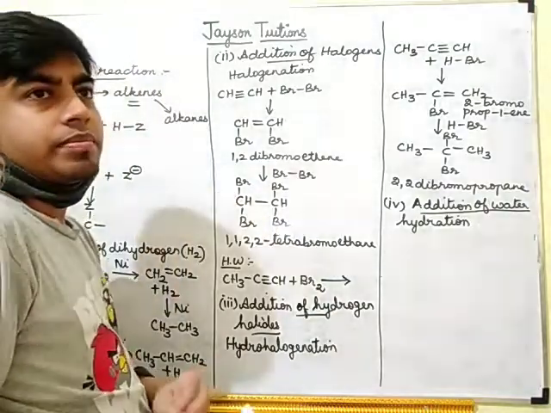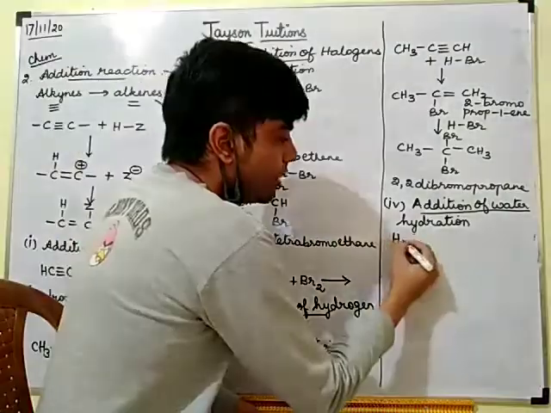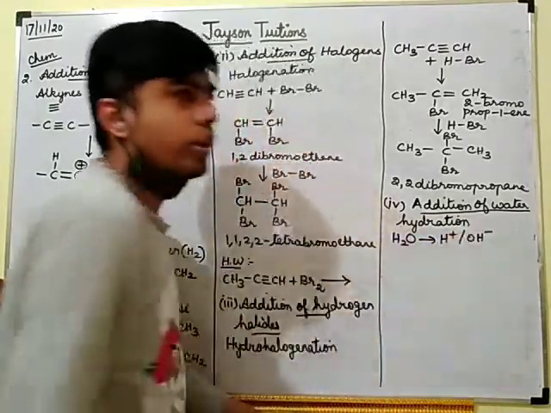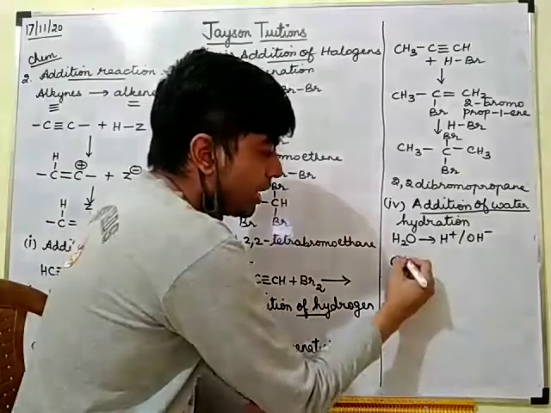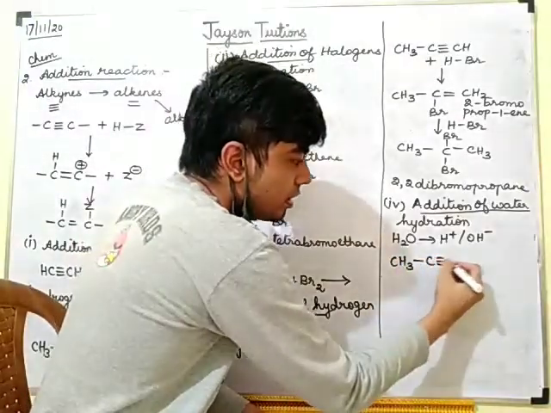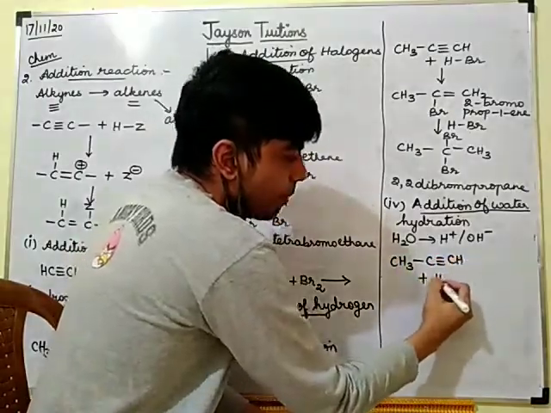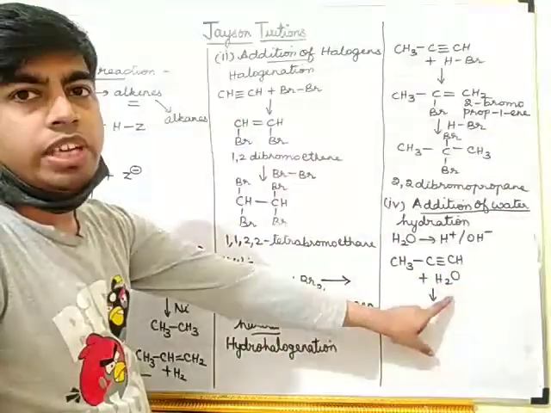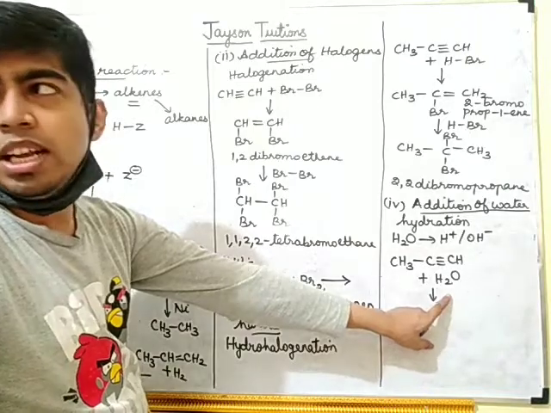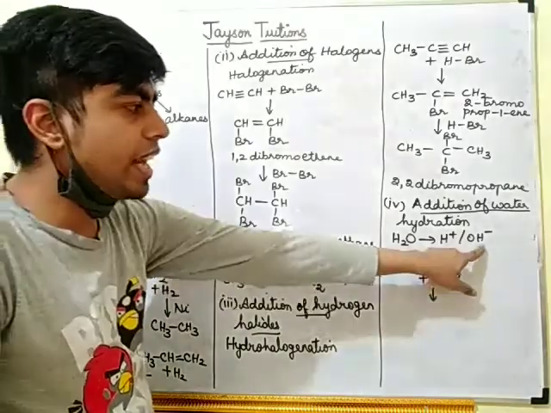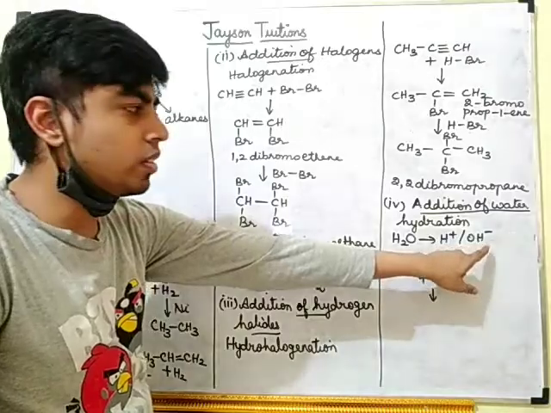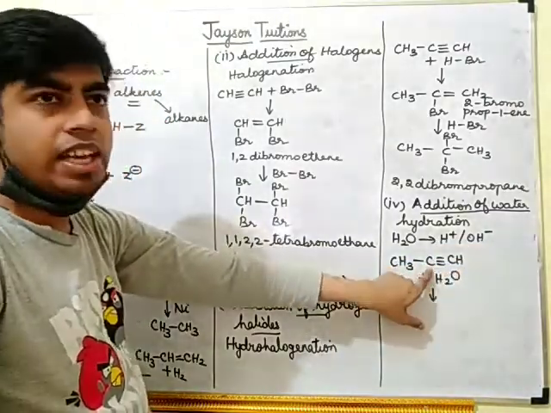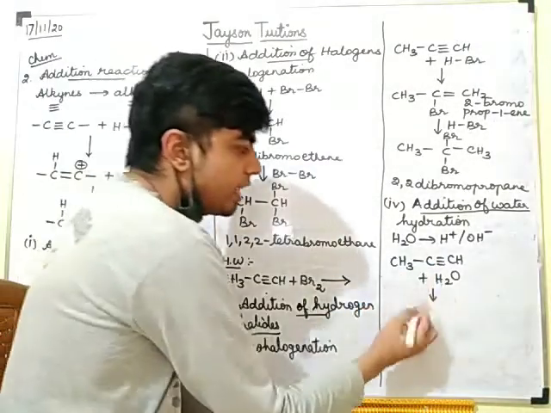Now again, water, how will it divide? It will divide into H plus and OH minus. So again I am taking one example, CH3C triple bond CH plus H2O. I am adding water. Water, how will it divide? It will divide into H plus and OH minus. So which is the negative part? OH minus. So OH minus will add to which carbon? The carbon which has less number of hydrogen. So what will I get here?